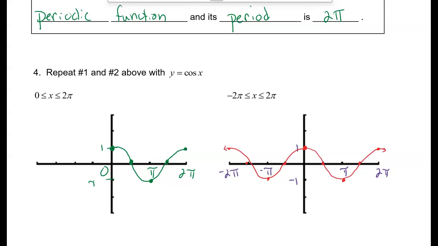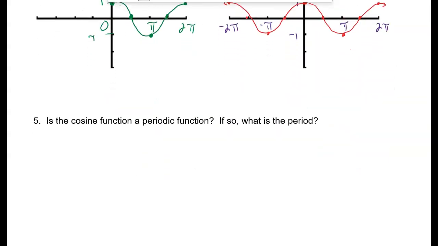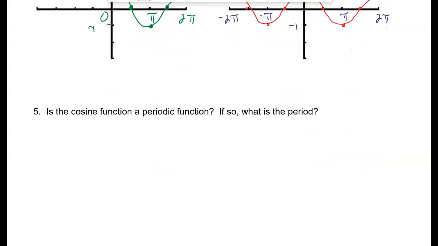Now, honestly, if it didn't say to be equal to, I could have arrows that say these go on forever. But since they said equal to, they limited what we could show. Now, quick question with this. Does that make the cosine function also a periodic function? Does it repeat itself? Yes. Now, it is a periodic function.